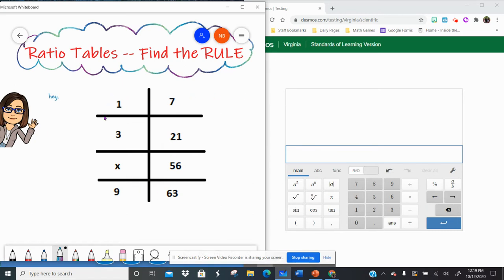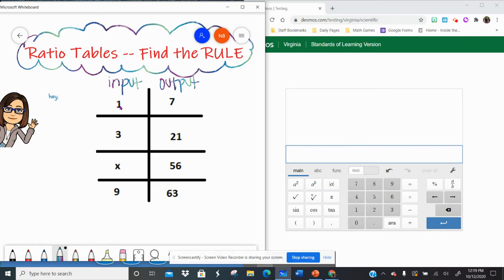So if I look at this ratio table in front of me, I have 1 to 7, 3 to 21, some number to 56, and 9 to 63. If we think of this as an input-output table, on the left side we have the input, and on the right side we have the output. Or we can think of it as an XY table or a ratio table. It doesn't really matter. So let's look. We have to figure out the rule.